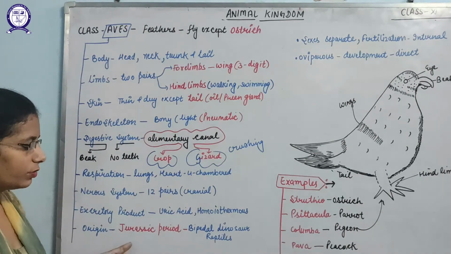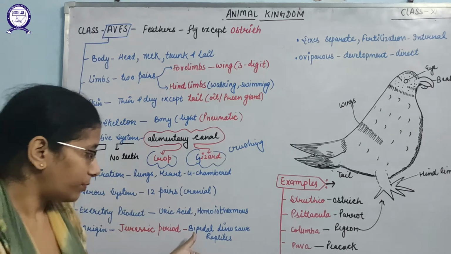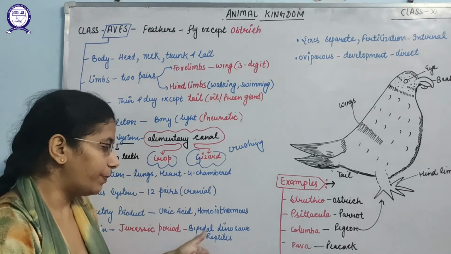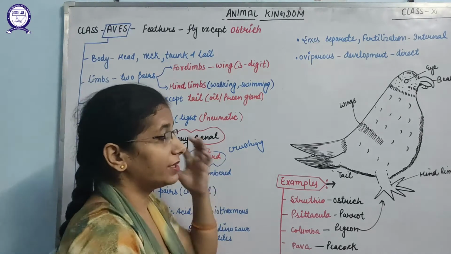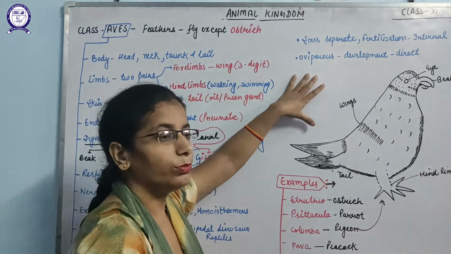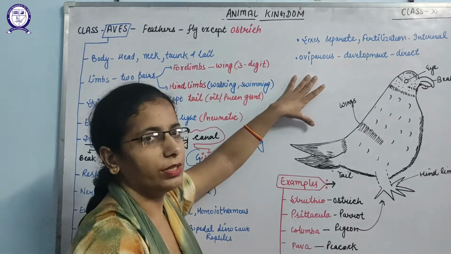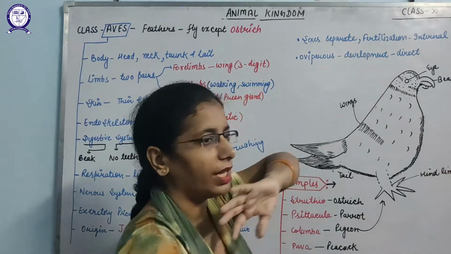Origin, if you see, took place in the Jurassic period, and at that time these were bipedal dinosaurs like the reptiles. If you see, the sexes are separate and fertilization is internal, and they are mainly oviparous. That means they lay eggs, and development is direct.